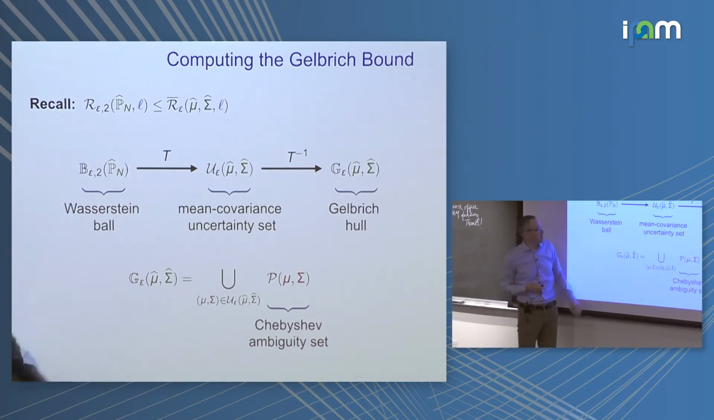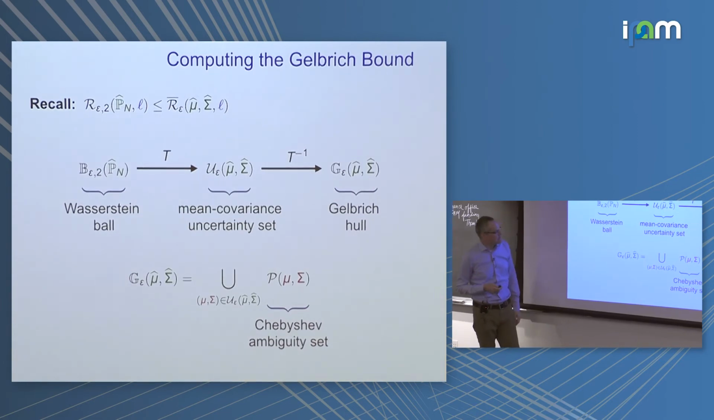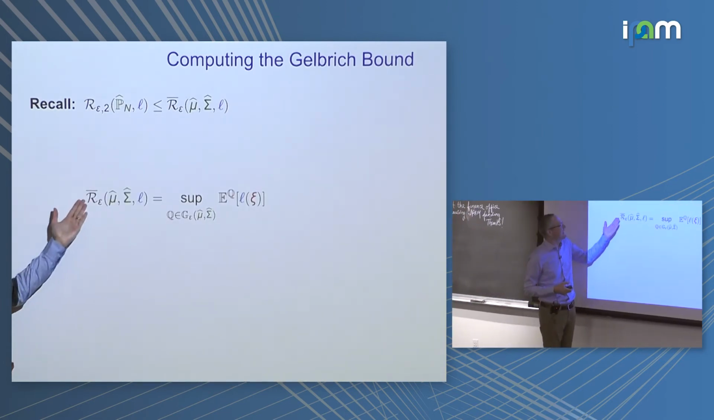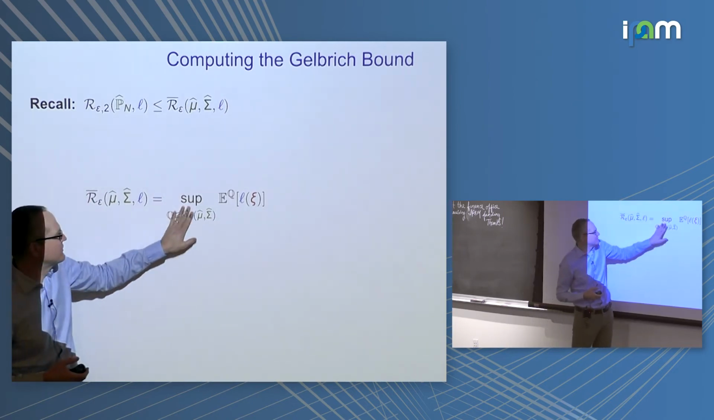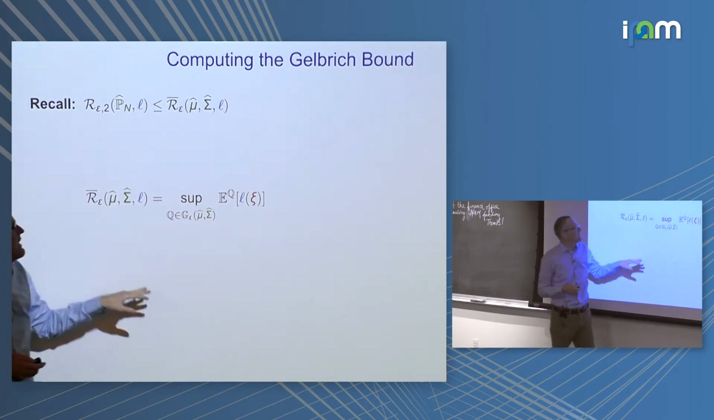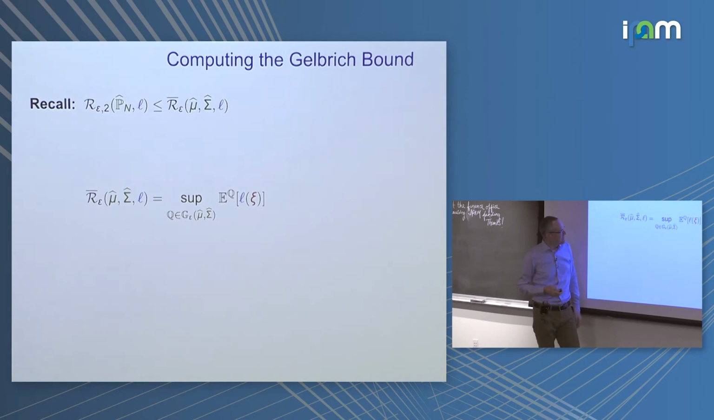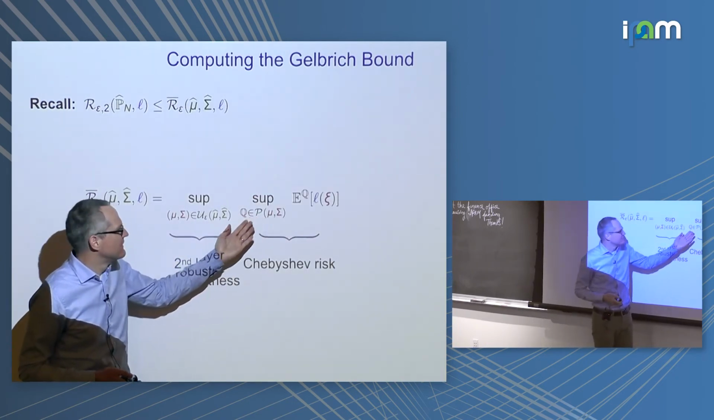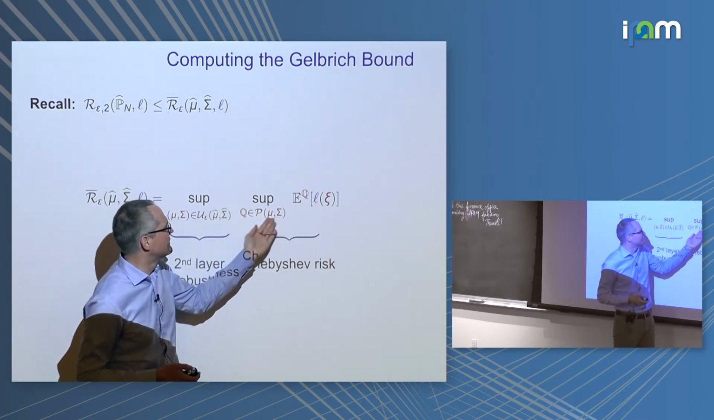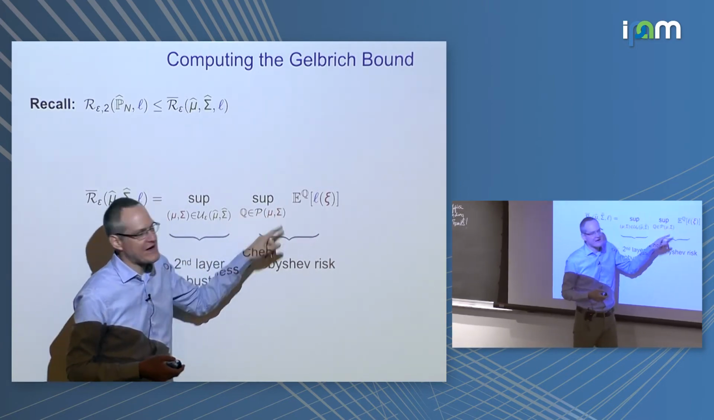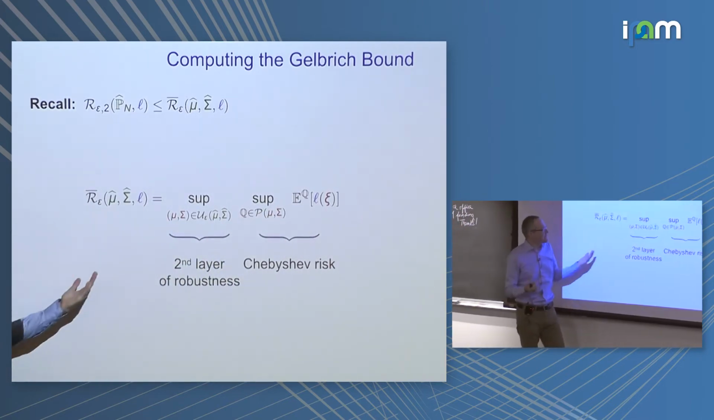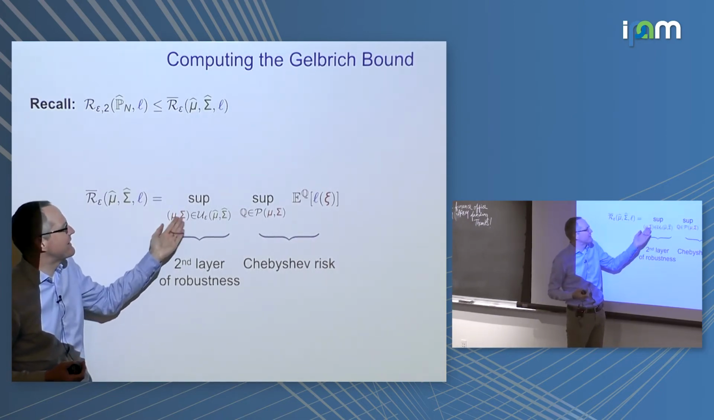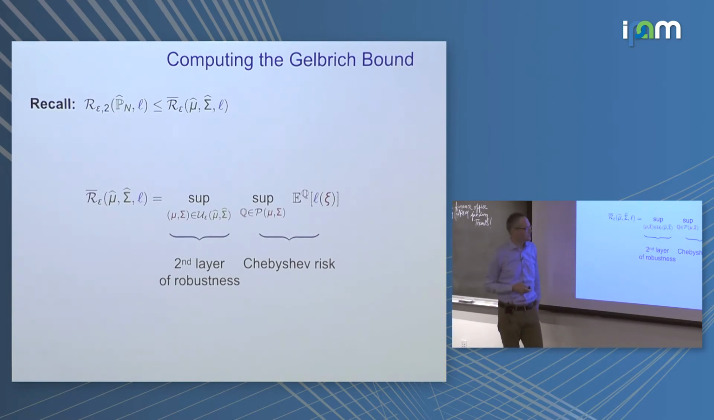Now this decomposition into Chebyshev ambiguity sets can be used to reformulate the Gelbrich risk, so the worst case risk over the Gelbrich hull, as a nested optimization problem, where the inner maximization evaluates the Chebyshev risk, so the worst case expectation over the Chebyshev ambiguity set for a fixed mean covariance pair, and the outer maximization evaluates the worst Chebyshev risk over all mean covariance pairs in the uncertainty set U epsilon.